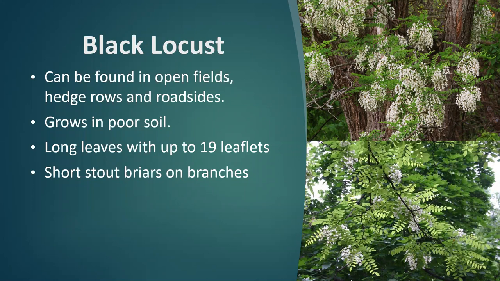But the leaflet shape is also very oval. There's not another species that I'm aware of in Illinois that has these pinnately compound leaves with these very oval and rounded leaflets. Most species that are pinnately compound or bipinnately compound, their leaflets typically come to a point, whereas on the black locust, they're going to be completely rounded and oval shaped.